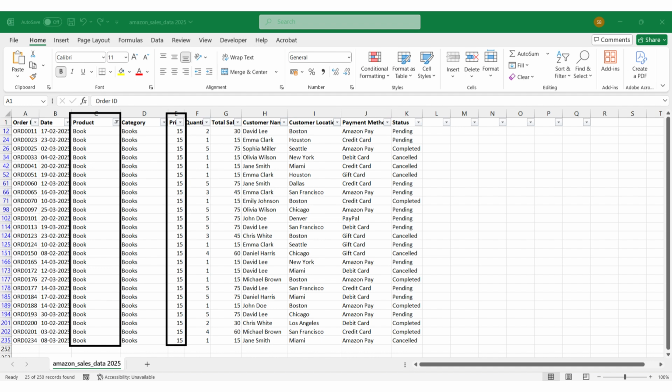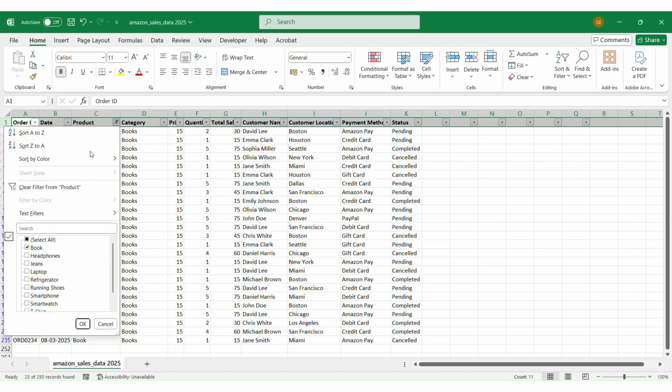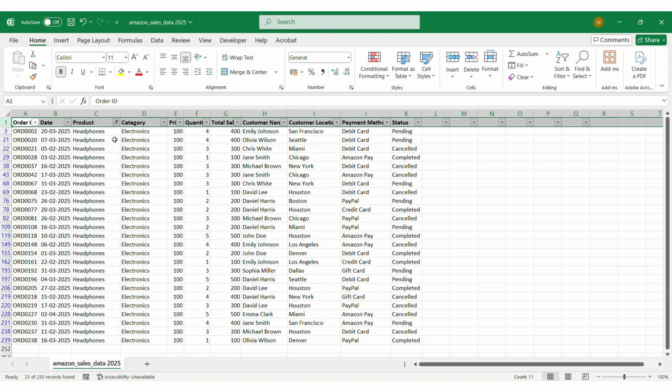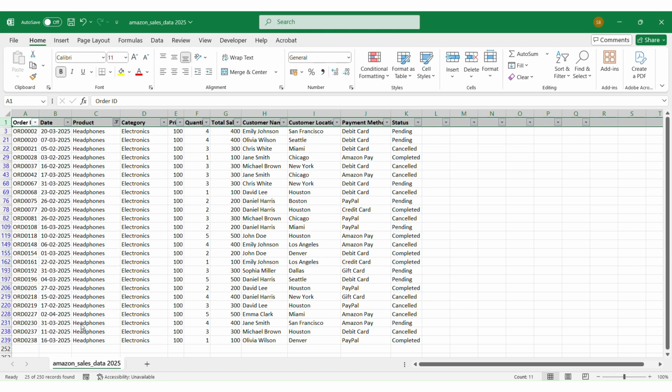Per unit cost of book is 15. Here's an interesting insight from the data. Regardless of whether a customer ordered a single unit or multiple units of a product, the per unit price remained exactly the same across all orders. In other words, there's currently no volume-based pricing or bulk discount strategy in place.